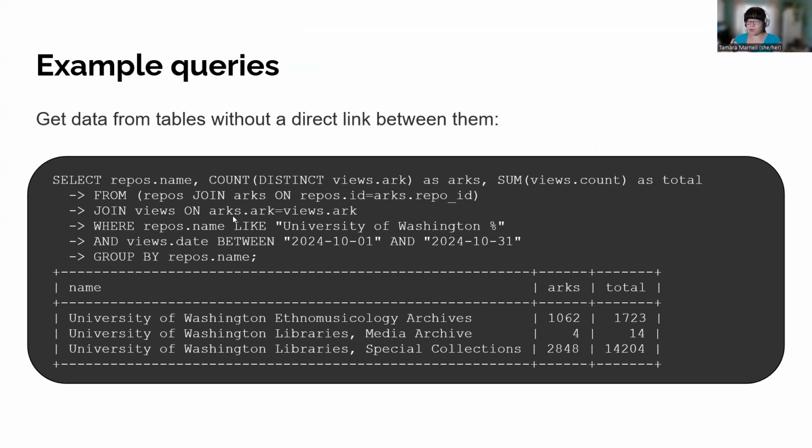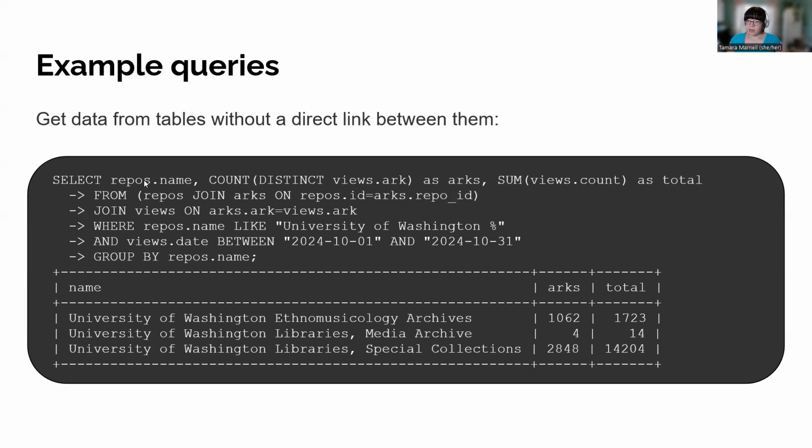We're going from views to arcs to repositories, if you can imagine that chart again. And then we're saying where the repository name is like University of Washington, because all of those repositories start with University of Washington, restricting the date views between October 1st and October 31st, 2024.